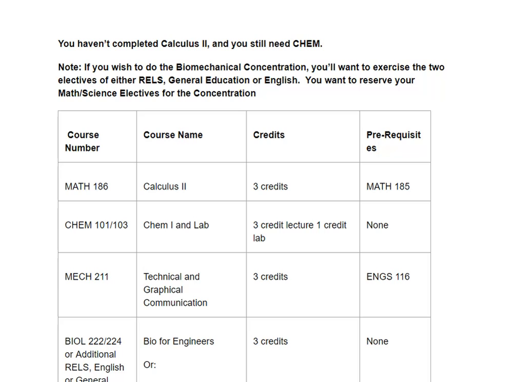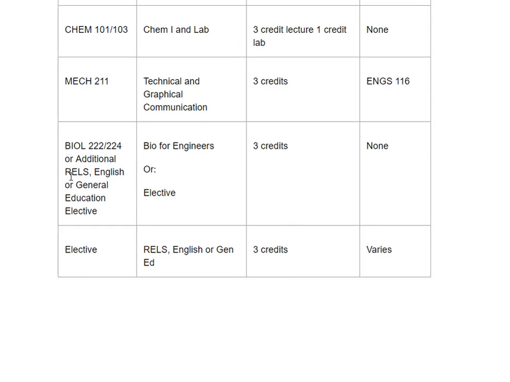Again, the same caution applies with Biology for Engineers. If you intend to add a biomechanics concentration, you will want to reserve your Math Science elective for the concentration. So we would then advise you to take the additional English, Religious Studies, or General Education elective.